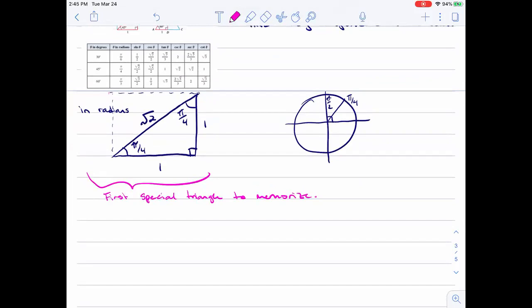Why do I say to memorize it? Well, if we have a look at the table up above, if my angle is pi over 4, then I have to be in this triangle, and it doesn't actually matter which side I'm on. It has the same opposite, the same adjacent, and the same hypotenuse regardless of which angle we're in. So it doesn't actually matter.